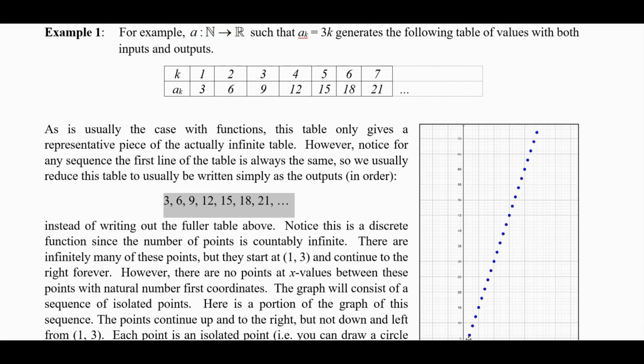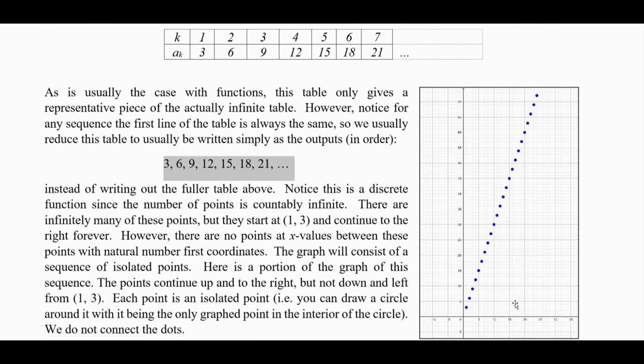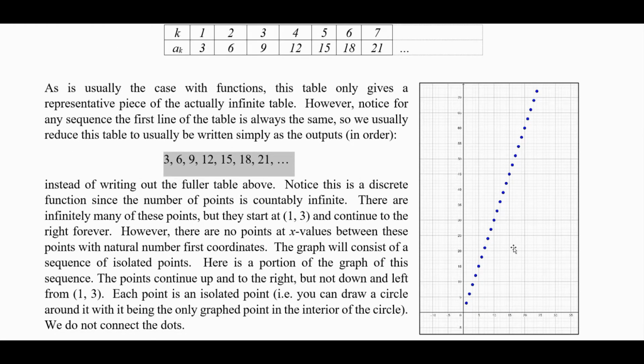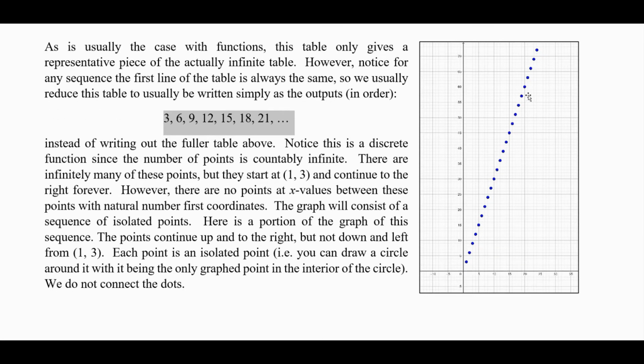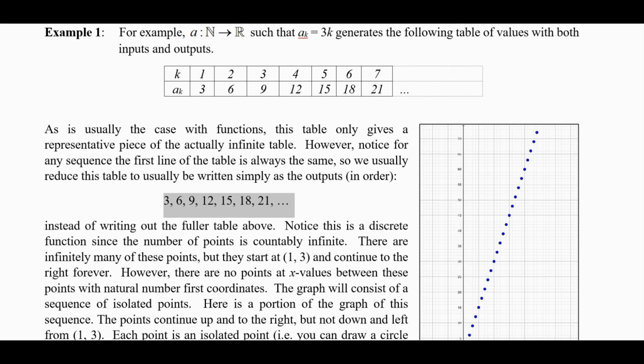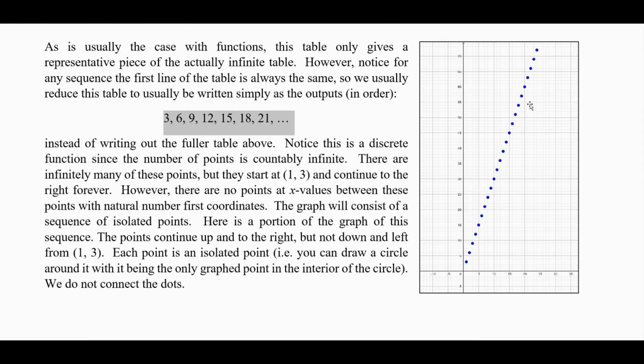In this particular one, they happen to line up in a straight line because every time we go to the right one, we're going up 3. So that makes it go up in a straight line. So if we were to extend the domain to be all real numbers and connect the dots, we would get y equals 3x. We would get a line here. That's not what we have here. We only have just dots along that line.